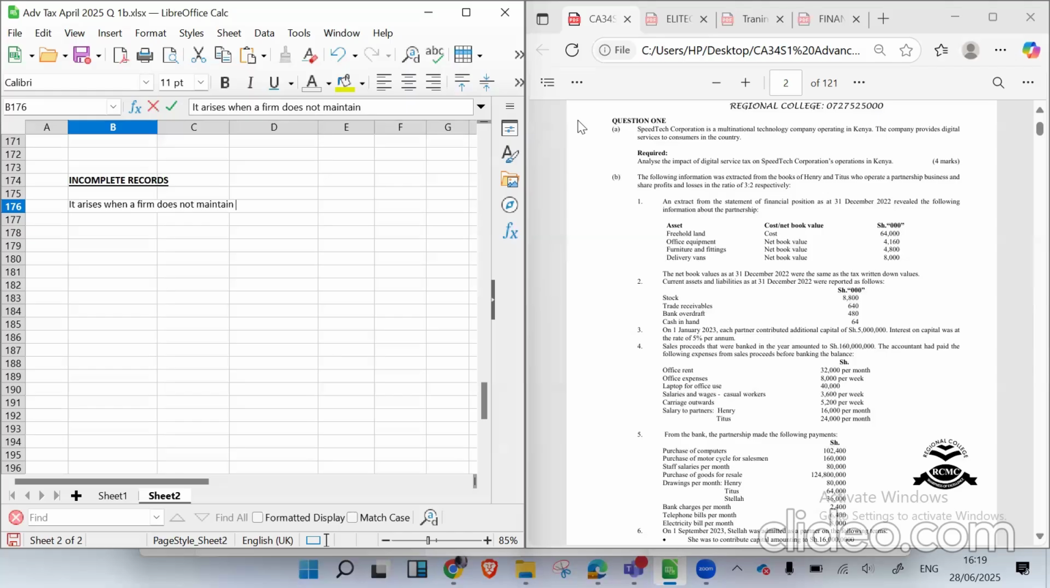Together with a summary of transactions for the year, as revealed by the bank statement. Remember, for advanced tax, we are talking about KRA.